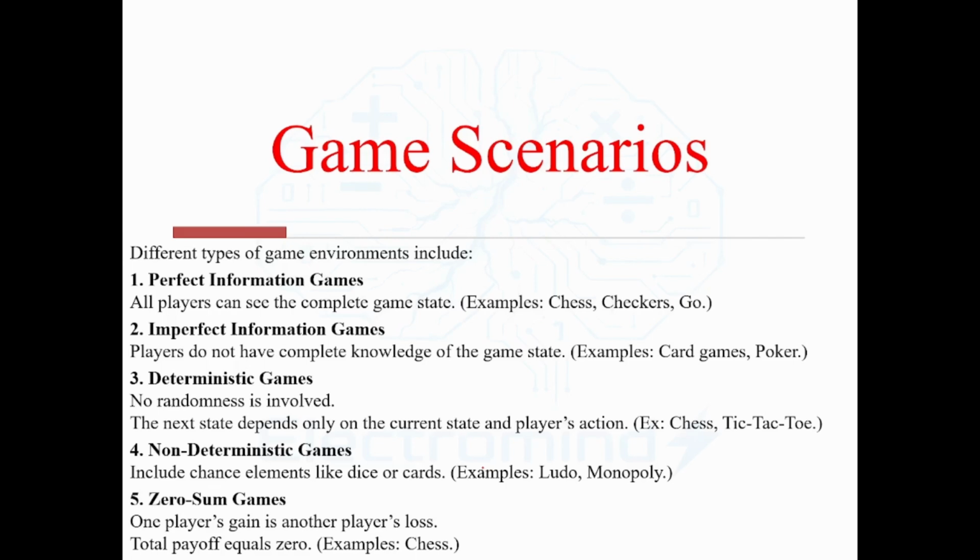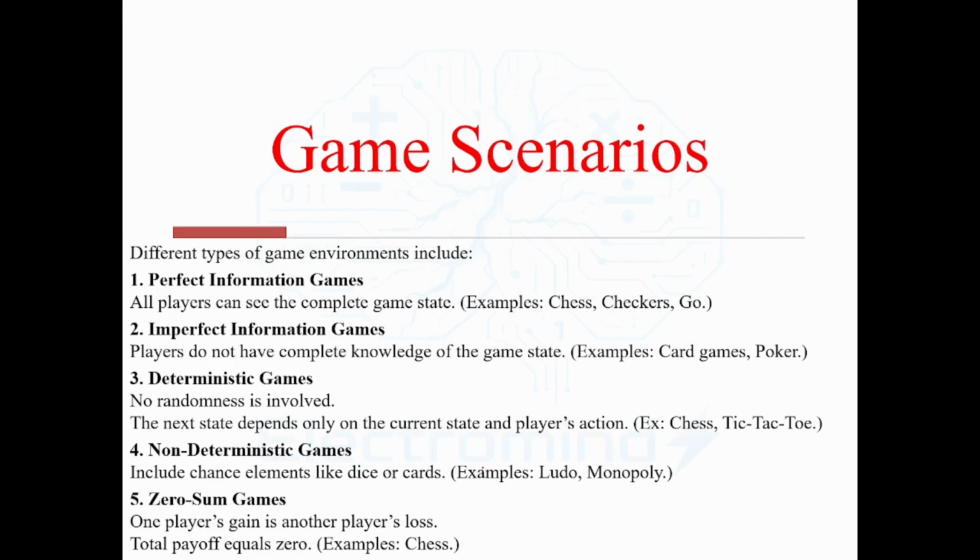Then next is the deterministic game. Here there is no randomness involved. The next state depends on the current state and action. Based on the current move, the next move will be decided by the opponent. Examples are chess and tic-tac-toe. Then the non-deterministic game, which is based on luck. If we play with dice or cards, we can't say what the next state or next move will be. It is purely based on luck, so there is no determinism. We call these non-deterministic games.